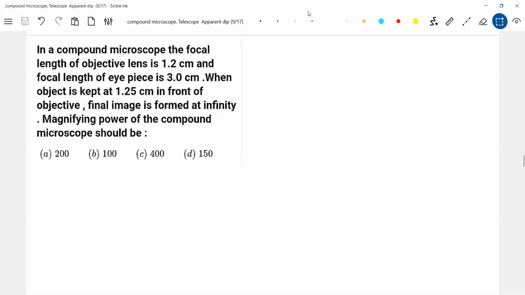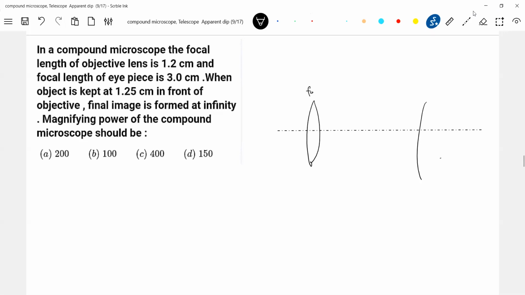When an object is kept at 1.25 in front of the objective, the final image is formed at infinity. Find the magnifying power of the compound microscope. So the overall diagram is like this. This is the objective lens, f0, you write it. This is the eyepiece.